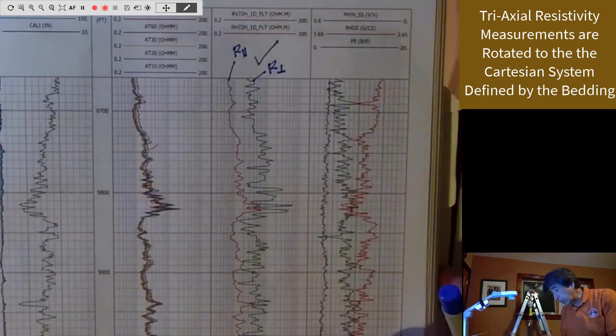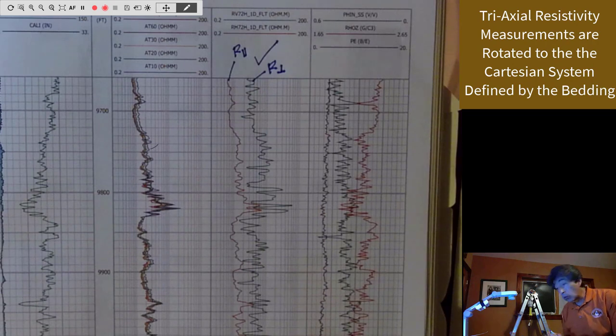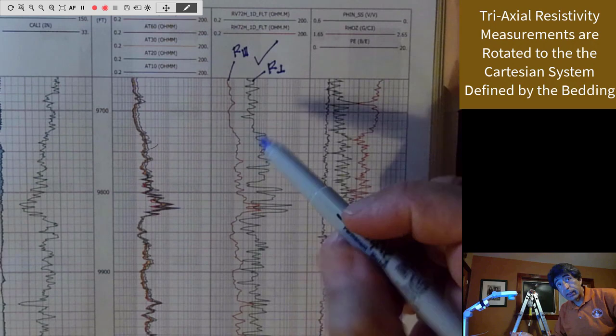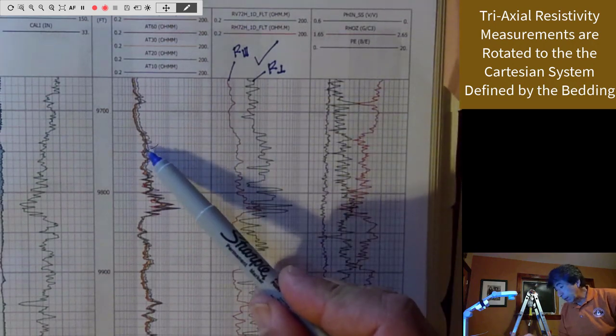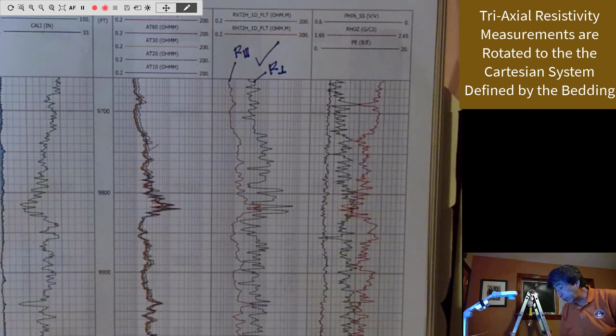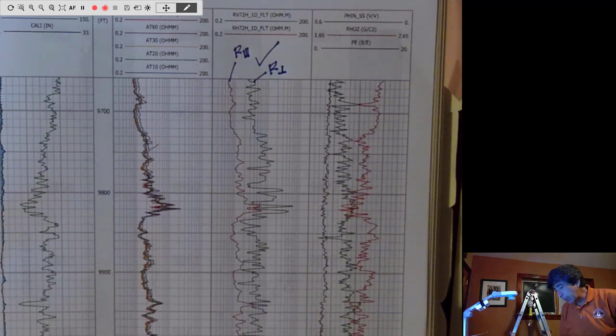What you see here is if you compare the parallel to bedding plane resistivity here to the horizontal resistivity, you're going to see that they do not overlap in all the cases. In many cases they are the same, but in many other cases they're not the same. So it's important in this example.